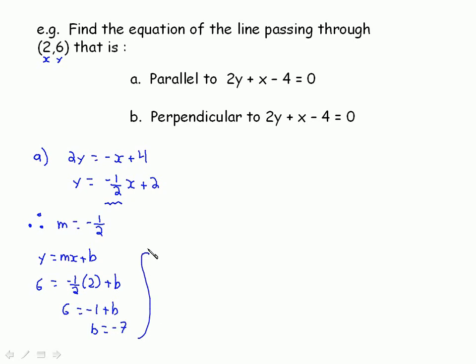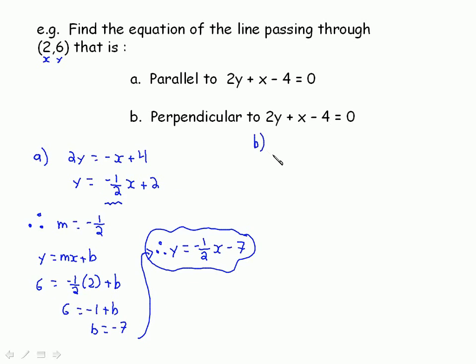So hopefully I didn't make any mistakes on the algebra. And then our equation is just going to be, we have the slope to be negative 1/2, and then x, and now it's minus 7. And that's pretty much all you can do. So the key is to identify what the slope is.